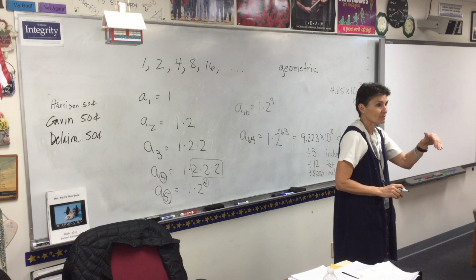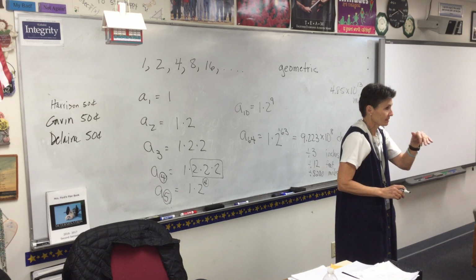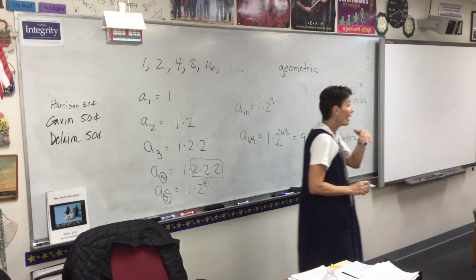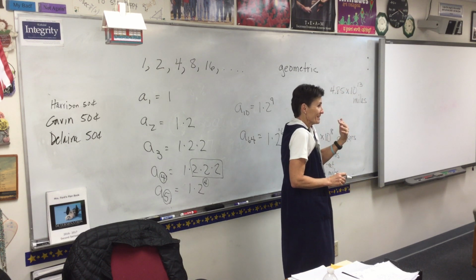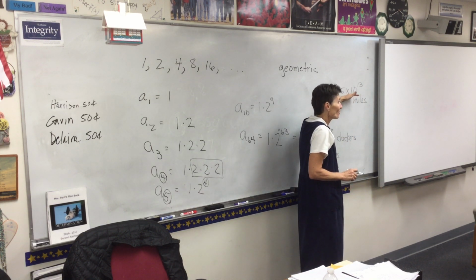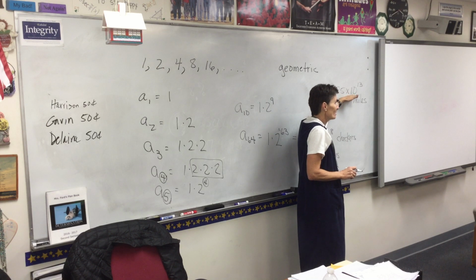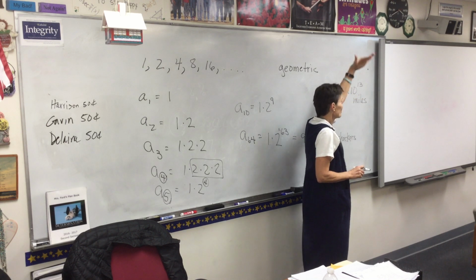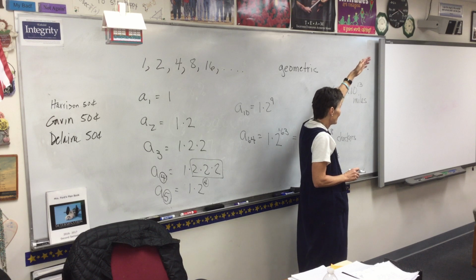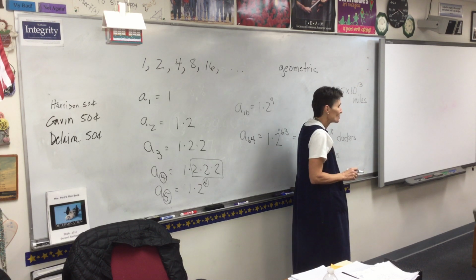10 to the 9th is billions. 10 to the 12th is trillions. This is more than that, right? That's how many miles of checkers would be on that last square. Isn't that amazing? Just amazing.